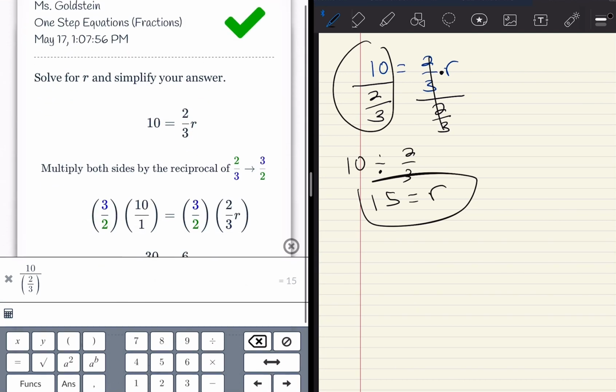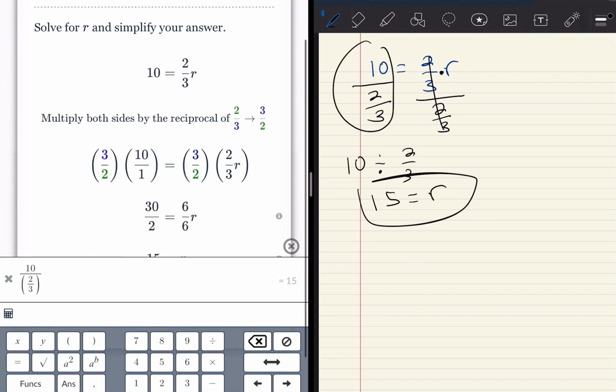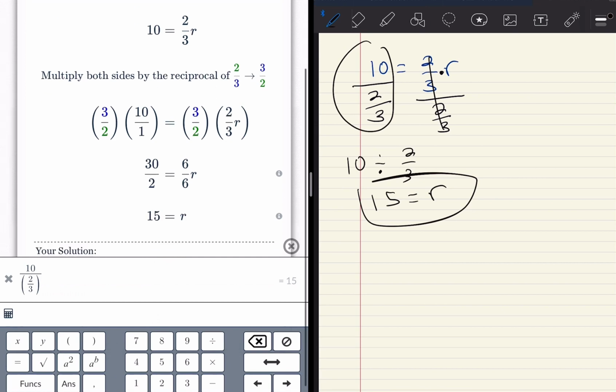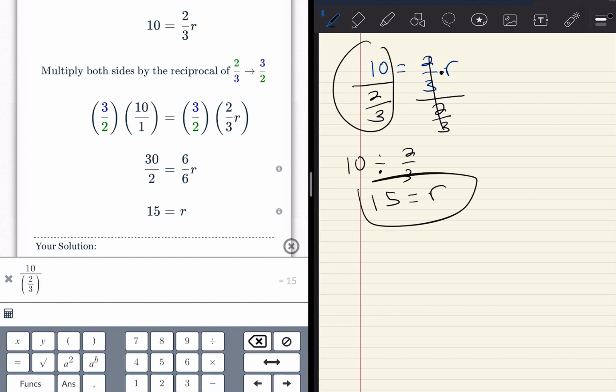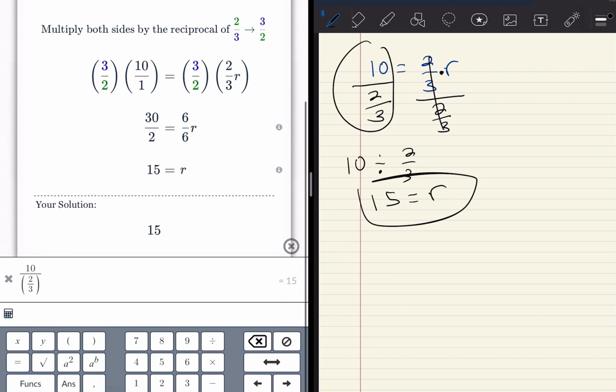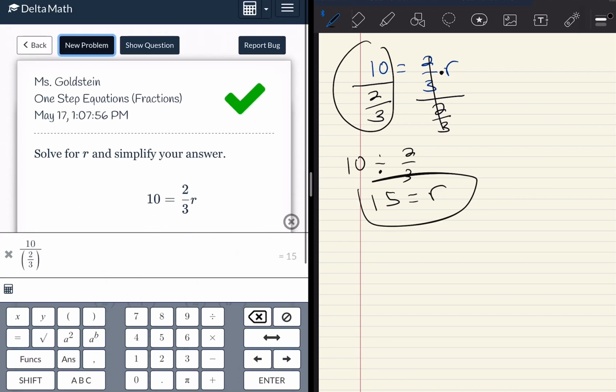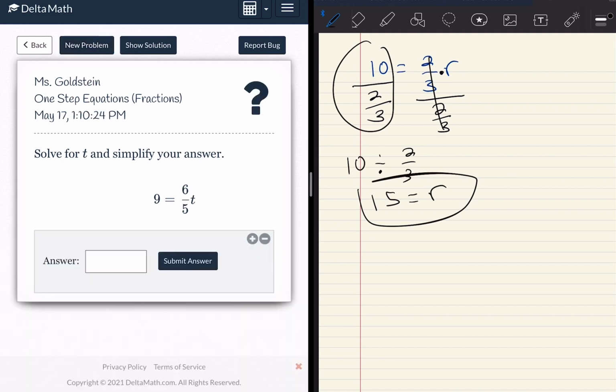Yes. And they show you the steps here. Here they did it a little bit differently. Instead of dividing by 2/3, you can flip the fraction and multiply by 3/2. But I like dividing. You do it however you want. Let's do a new question. I'm going to get rid of my calculator here for just a minute.